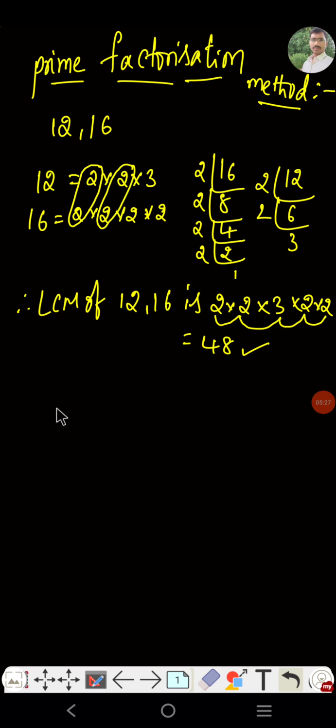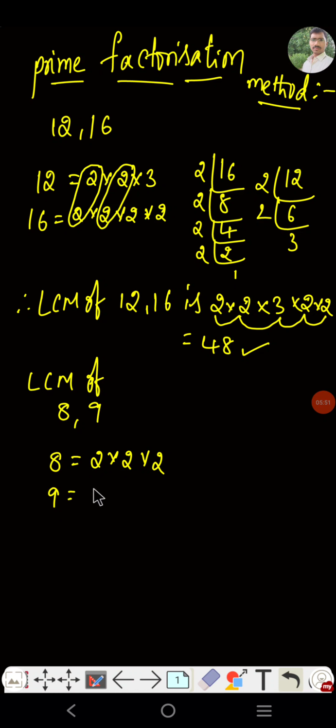Take 8 comma 9. Find the LCM of 8 comma 9 by using prime factorization. First, write down the prime factors of 8. That means 2 into 2 into 2, because 2 twos are 4, 4 twos are 8. The prime factorization of 9 is 3 into 3 only.